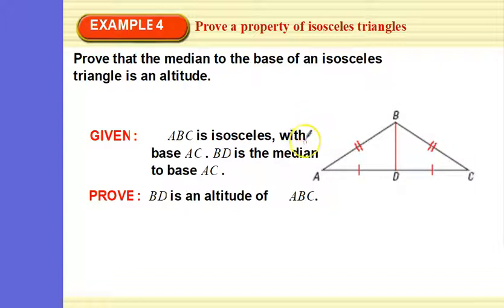Why? Because definition of isosceles, those are equal, definition of median. Add in your reflexive. They're congruent by side, side, side. Therefore, these angles are congruent, corresponding parts of congruent triangles are congruent. If they're congruent and they're a linear pair, then they're 90 degrees. If they're 90 degrees, then this is an altitude, because an altitude is perpendicular to the base, right?